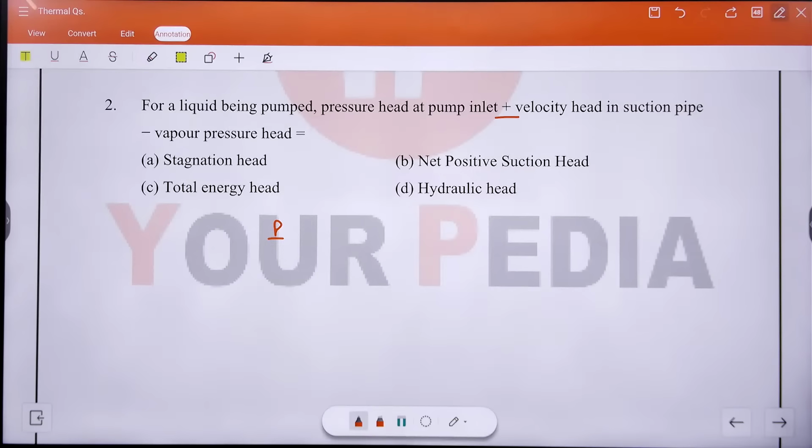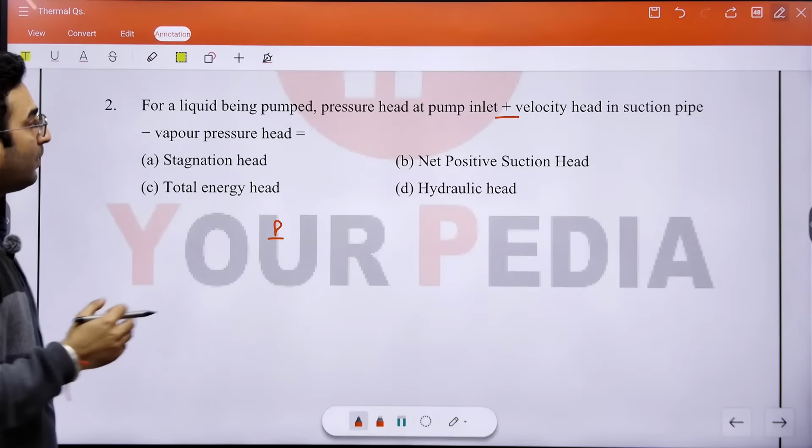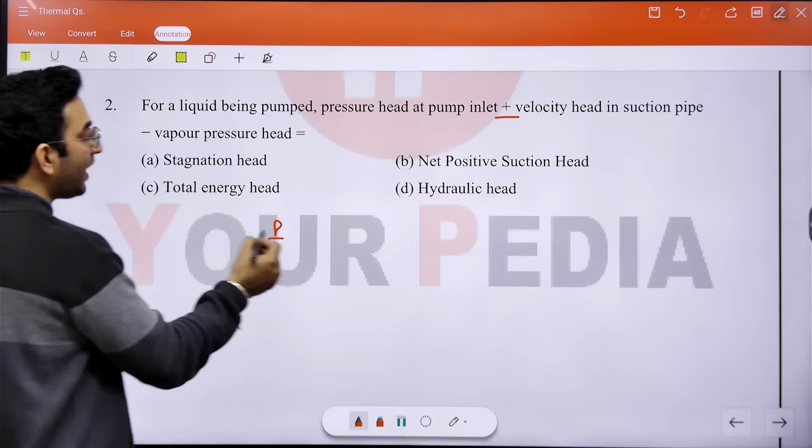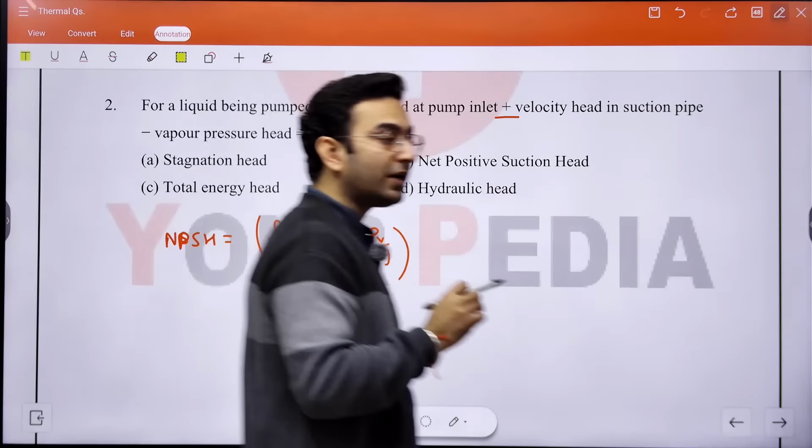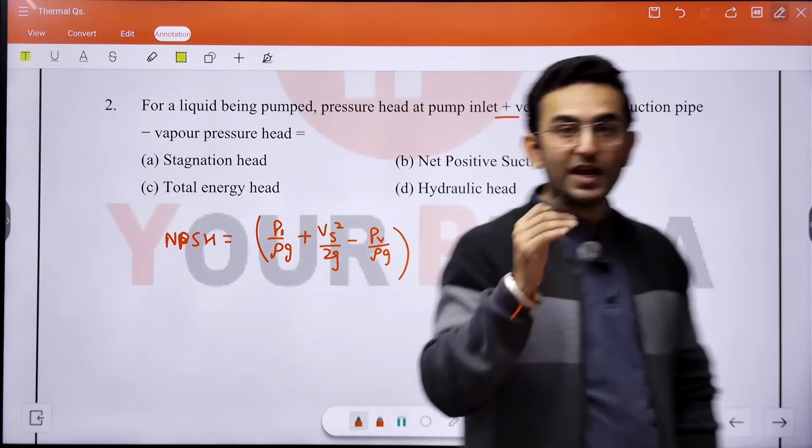Let us suppose point number 1 represents the pressure head at the pump inlet, plus the velocity head in the suction pipe, that is Vs square by 2g, and minus the vapor pressure head, Pv by rho g. If you pay attention carefully, that is the formula of the NPSH, which we study in pumps. What is the meaning of NPSH? Net positive suction head. It tells you how much energy at the inlet of the pump is more than the vapor pressure head. Why is it required? In order to avoid cavitation at the inlet of the pump.